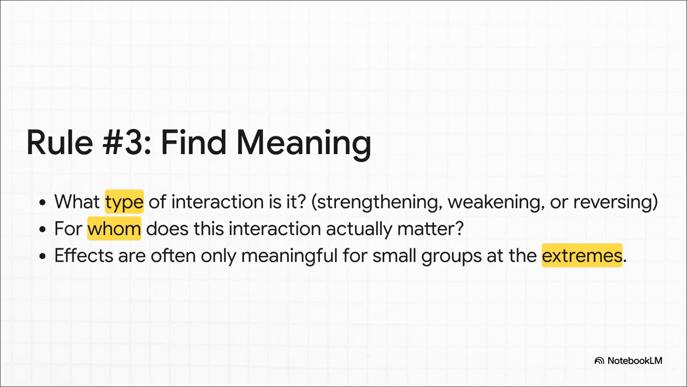And finally, Rule 3 is about asking, so what? Who does this effect actually matter for in the real world? As the researchers point out, a lot of these interactions are only really significant for tiny groups of people at the extreme ends. Remember our example? The effect only mattered for people with very low confidence. For pretty much everyone else, it meant nothing. So always ask, is this a universal truth, or is it just a niche finding?